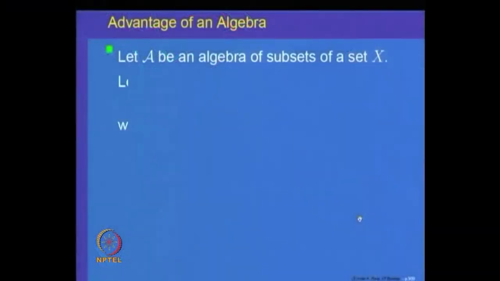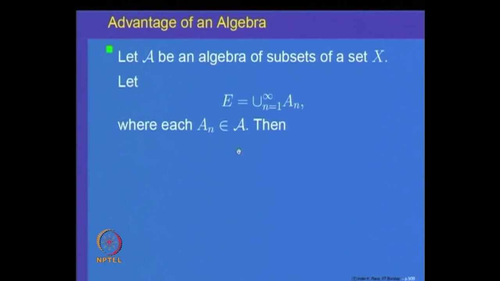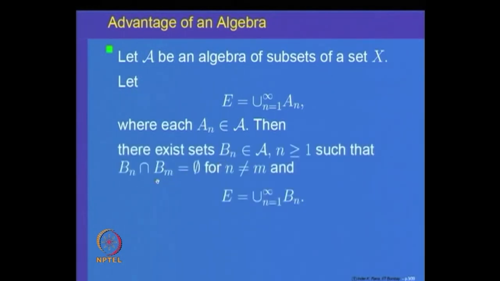So, let us recall once again, if A is an algebra of subsets of a set X and a set E is the union of An's, n equal to 1 to infinity, where each An belongs to A, then there exist sets Bn's belonging to the algebra, which are pairwise disjoint, and their union is equal to E. So, any countable union in an algebra can be represented as a countable disjoint union. So, that is the advantage of being in a class which is an algebra. So, that is nice. We will see applications of this next time.